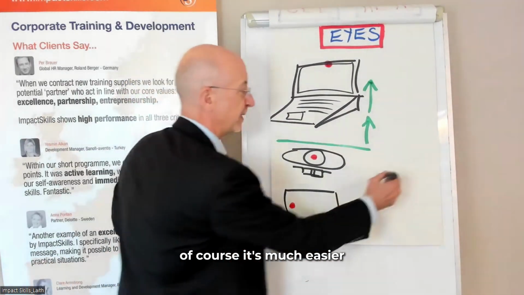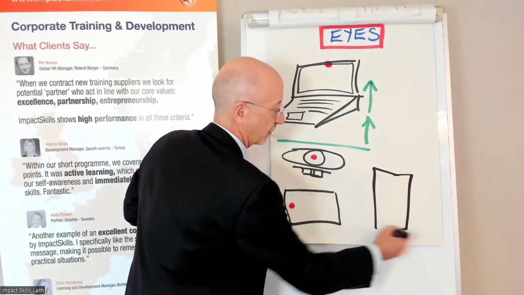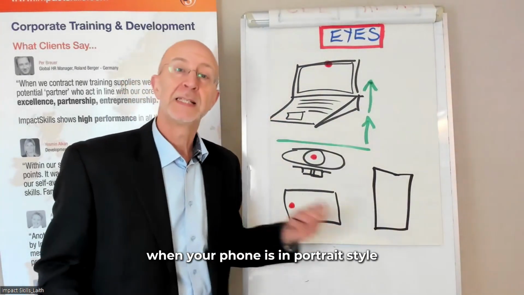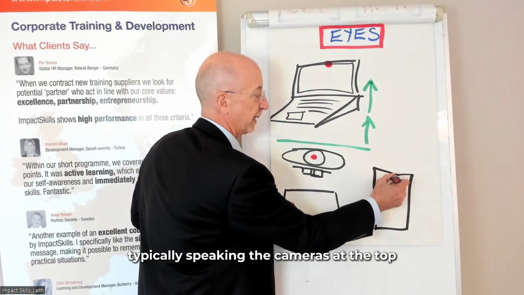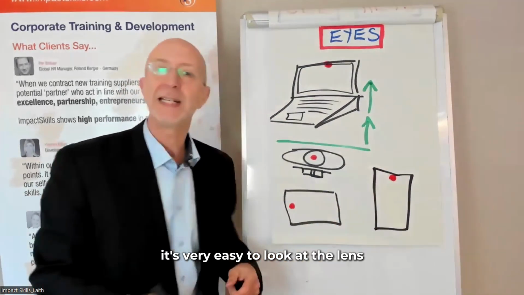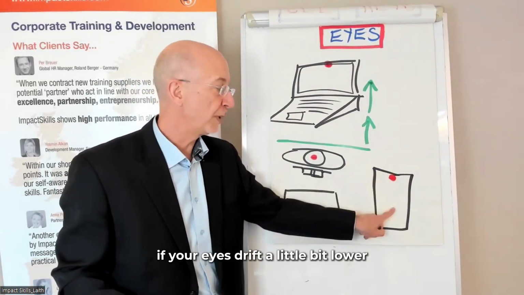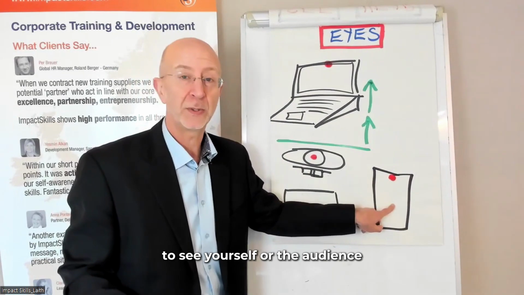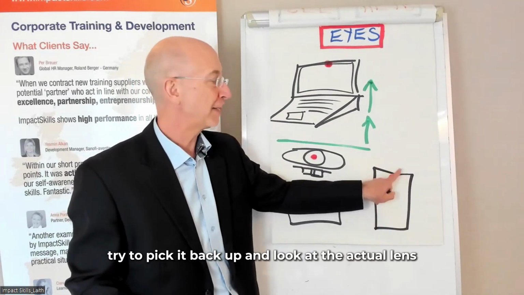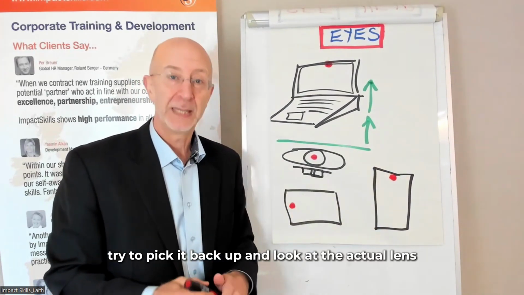Of course, it's much easier when your phone is in portrait style. Typically speaking, the camera's at the top. It's very easy to look at the lens. Again, don't look at the screen, look at the lens. So if your eyes drift a little bit lower to see yourself or the audience, try to pick it back up and look at the actual lens.